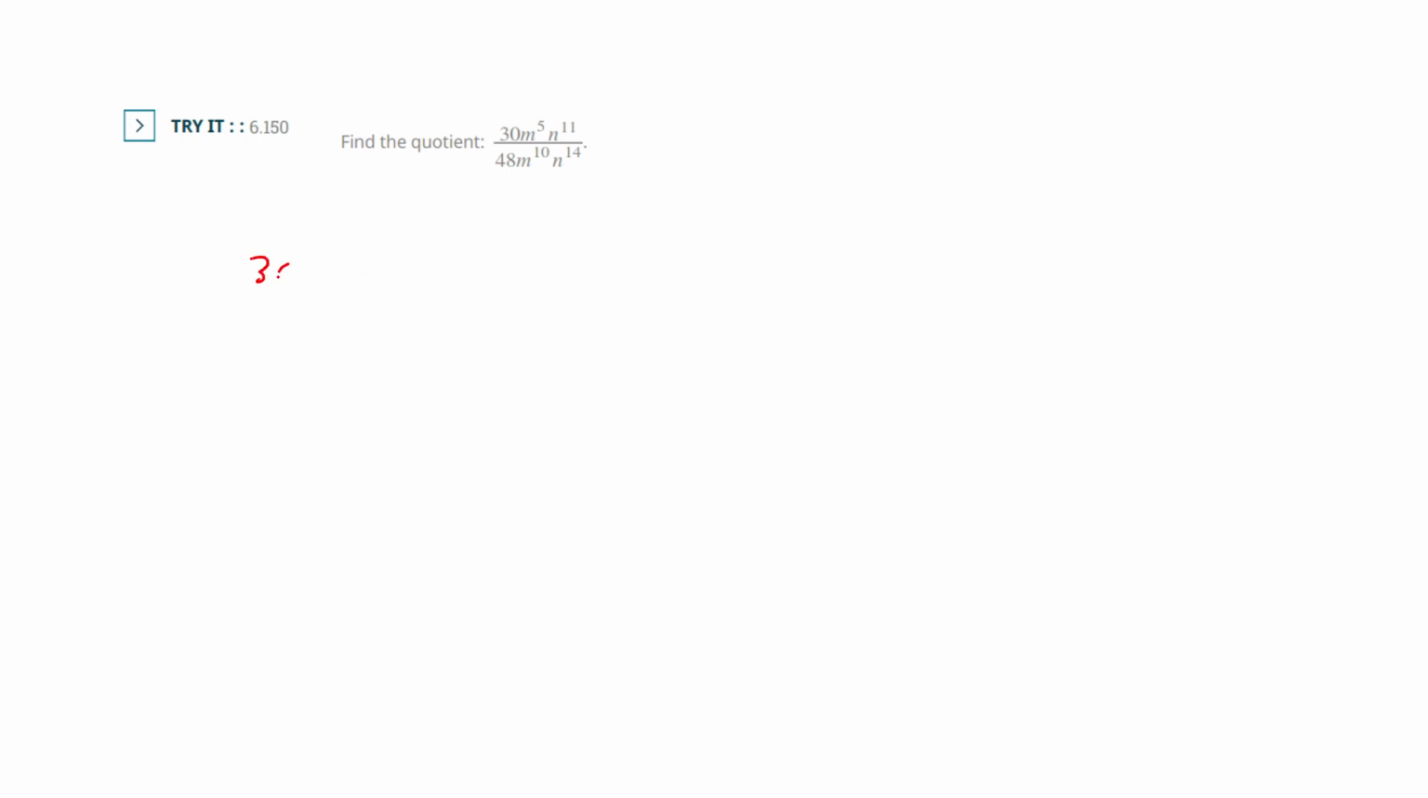So if I'm dealing with 30 over 48, those are both divisible by 6. So I'd have 5 over 8. Now let's deal with the letters. 5 of them's on the top, there's going to be 5 left on the bottom. And then look here, I would have 3 n's left on the bottom as well. Now you can do all the rules and the negatives if you want to. I'm just kind of noticing that's how many would be left, and it's the same thing.